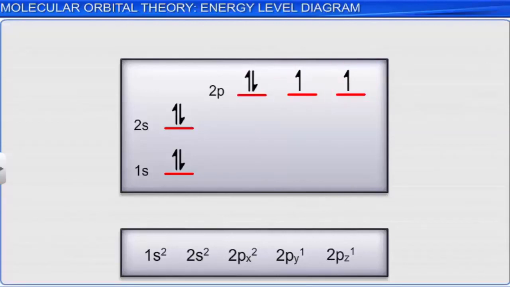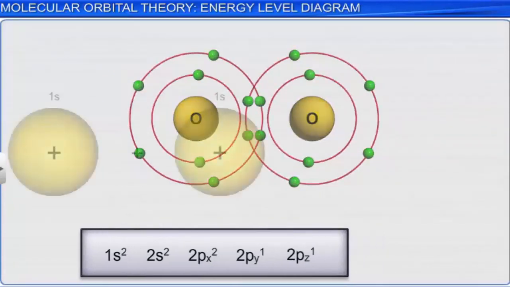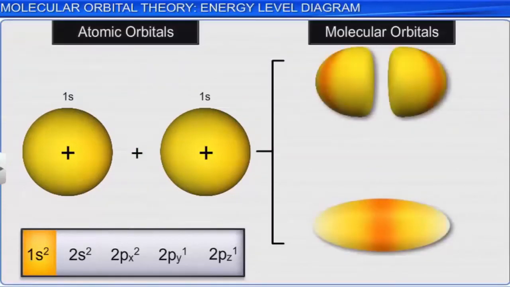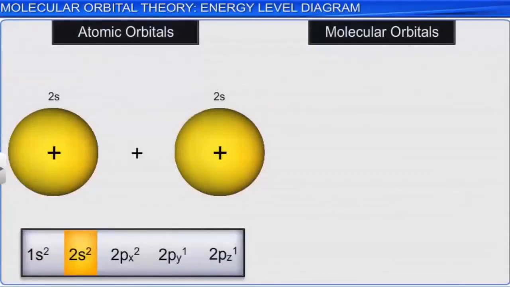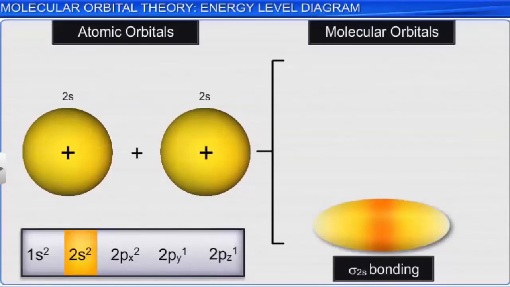When 2 oxygen atoms come together, their 1s2 atomic orbitals combine to form 2 molecular orbitals. Their electrons are concentrated along the bond axis. Hence, they are called sigma 1s bonding and sigma star 1s antibonding molecular orbitals. The 2s orbitals combine to form sigma 2s bonding and sigma star 2s antibonding molecular orbitals.